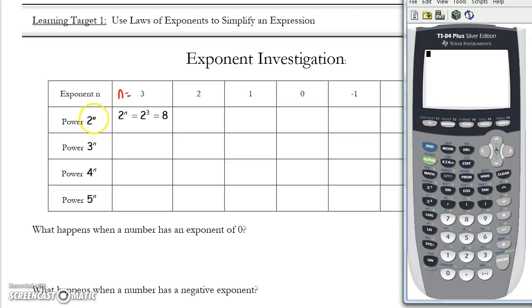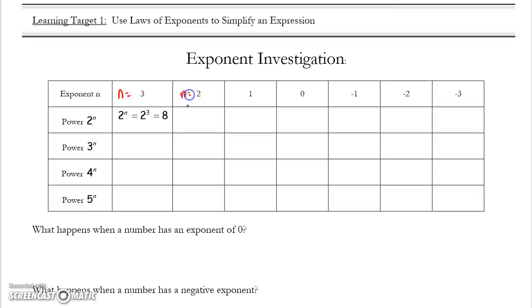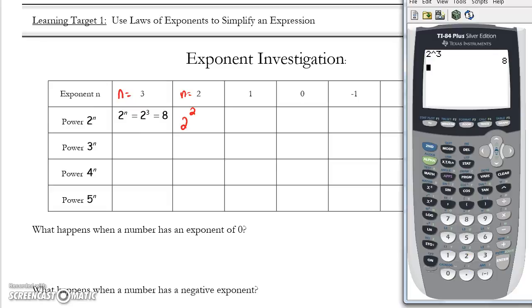This says take 2 to the power of n, and n is 3, so the numbers up in the top row are going to be your n's, or your exponents. 2 to the third power in my calculator, I'd press the 2, and then I'm going to use this caret key to go to my exponent, and then 3, and hit enter. I get 8. So if n were equal to 2, I would do 2 to the second power. So in my calculator, I can just use the exponent of 2 for that one, and hit enter, and we get 4.